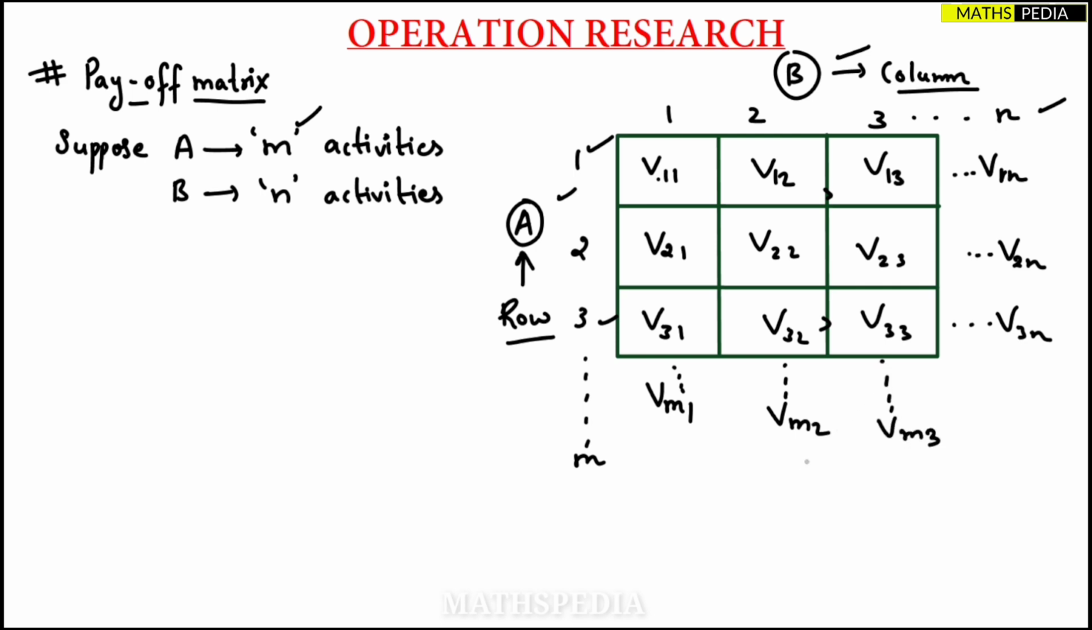Correct, like that it will go on. Okay, you just have to understand the entries. Now the entries in the cell, the cell entries, that means whatever the entries are there, v11, v12, v13, what is the meaning of that? Can I denote it as Vij?